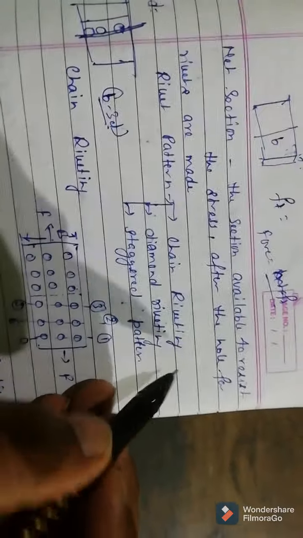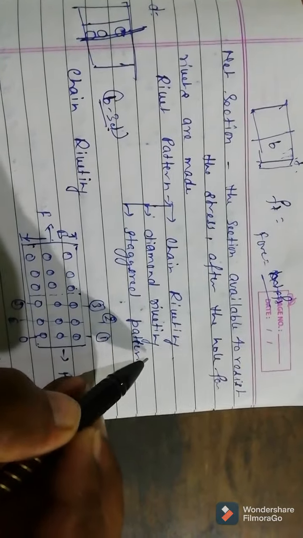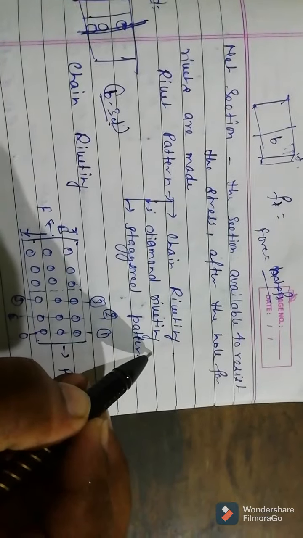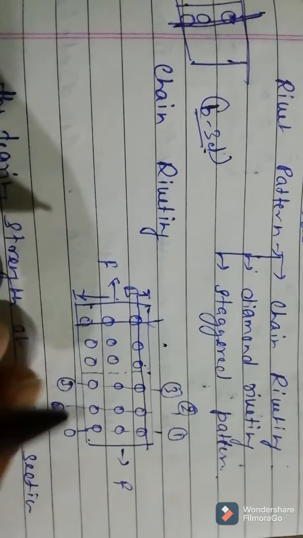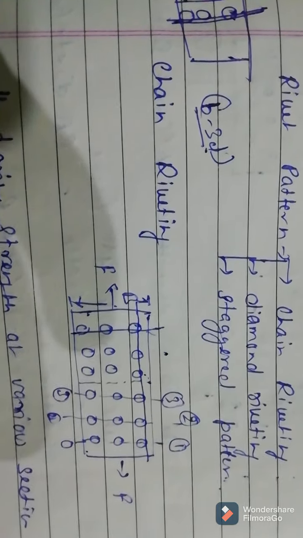Rivet pattern. There are various patterns: chain riveting, diamond riveting and staggered pattern. In chain riveting, all rivets are in the same line. See, this is your line and all rivets are in a line. If you see, this is a column and this is your row. So all rivets are in a line. That's called chain riveting.